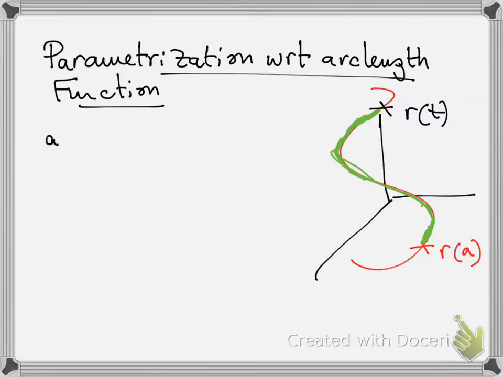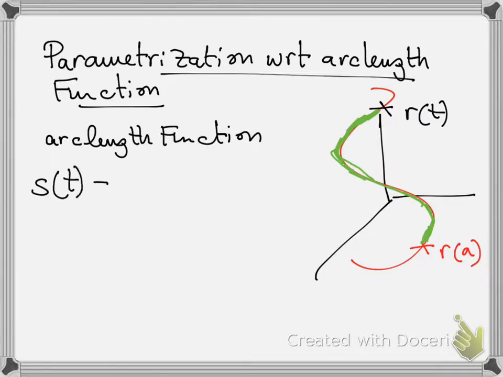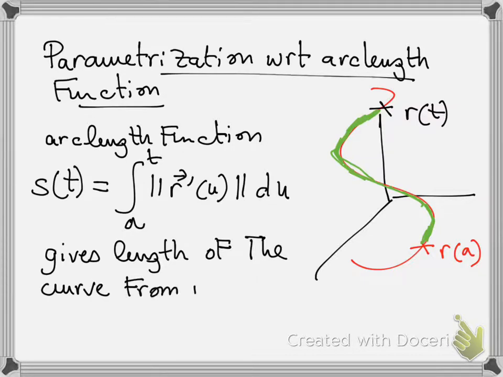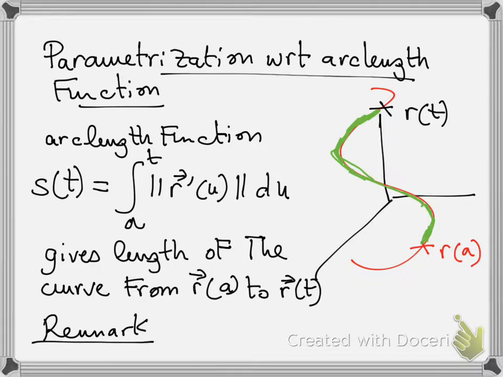The arc length function s of t is the integral from a to t of the length of r prime of u du. So this arc length function gives the length of the curve from r of a to r of t. Just one important remark about this function: if you use the fundamental theorem of calculus, then s prime of t is equal to the length of r prime of t.